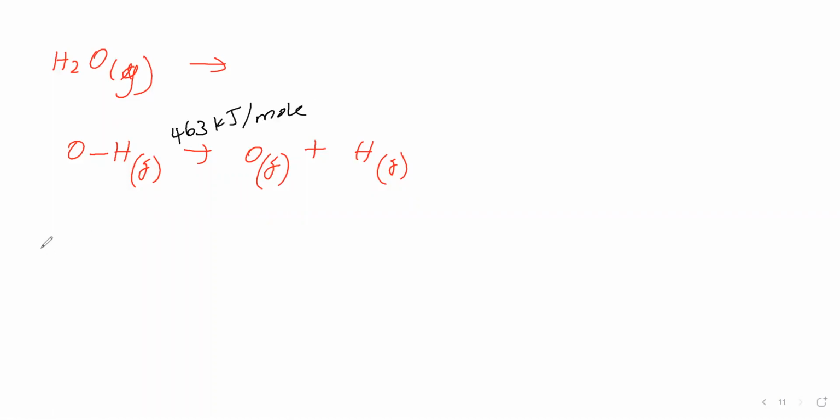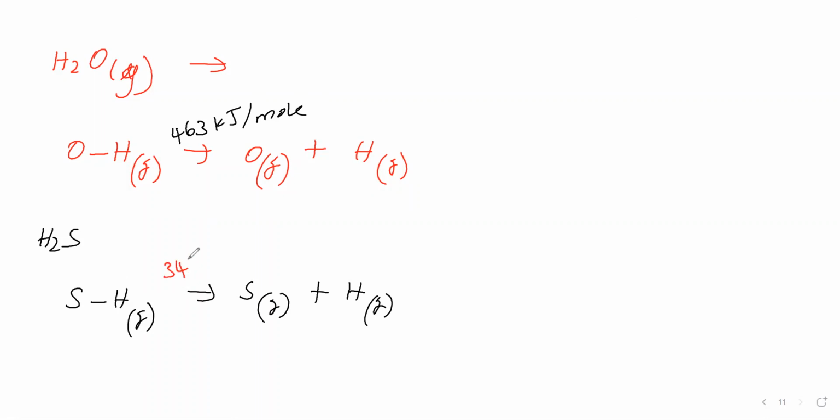Then we will take H2S. In H2S, we will take the SH bond. Let us break this bond. We will get sulfur in gas state and hydrogen in gas state. For this, we have to supply energy in order to break this bond. How much energy do we have to supply? 347 kilojoule per mole.